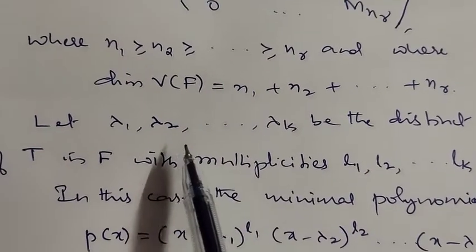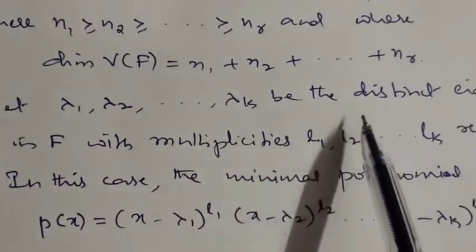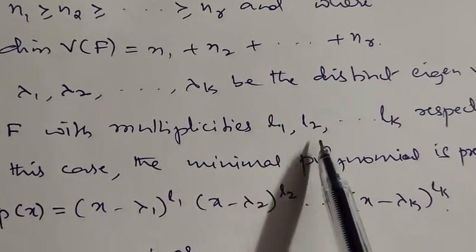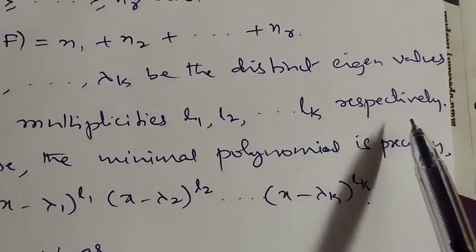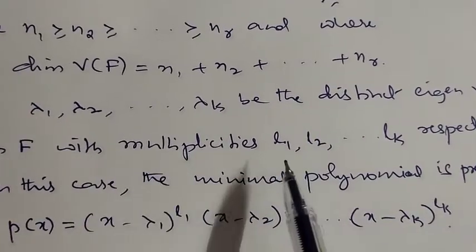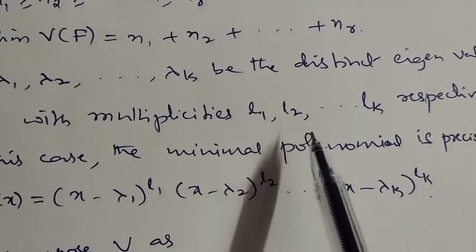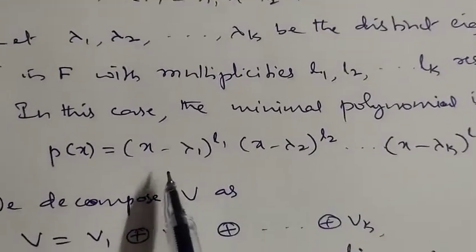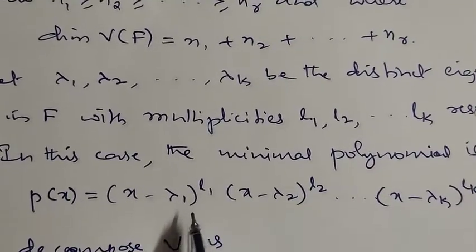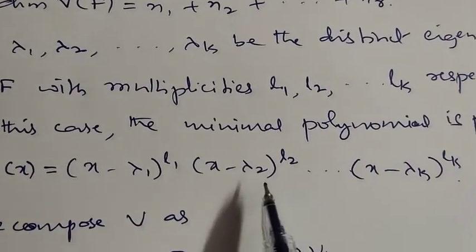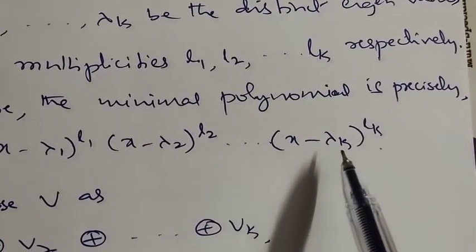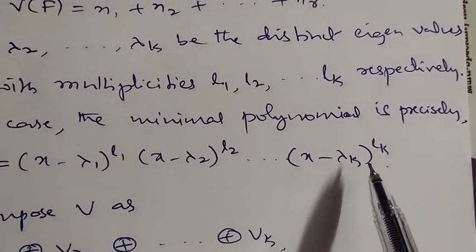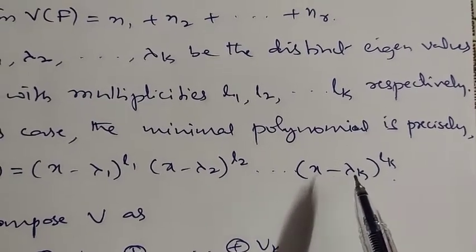Let lambda 1, lambda 2, etc., lambda k be the distinct eigenvalues of T with multiplicities L1, L2, etc., Lk respectively. Means lambda 1 repeated L1 times, lambda 2 repeated L2 times, and so on. So then the minimal polynomial will be definitely P of x, what? x minus lambda 1 power of L1, x minus lambda 2 power of L2, etc., x minus lambda k power of Lk, because minimal polynomial is the polynomial of smallest degree satisfied by T.